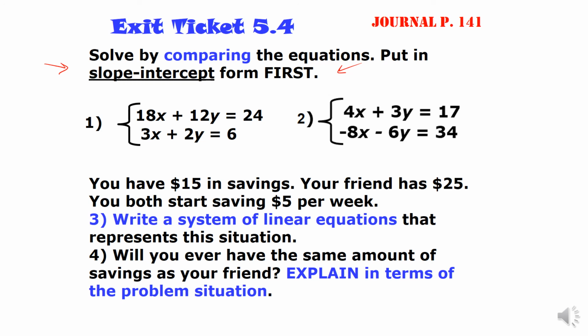And in number 3, you have a word problem. So you're going to write the system. You're welcome to write the system like this, next to each other, and then you're going to answer the question. Make sure you explain in terms of the problem situation. Do not tell me that the slopes are the same, the y-intercepts are the same, the slopes are different, whatever. You're going to explain in terms of the problem. So have fun with that exit ticket, and we're done for today.